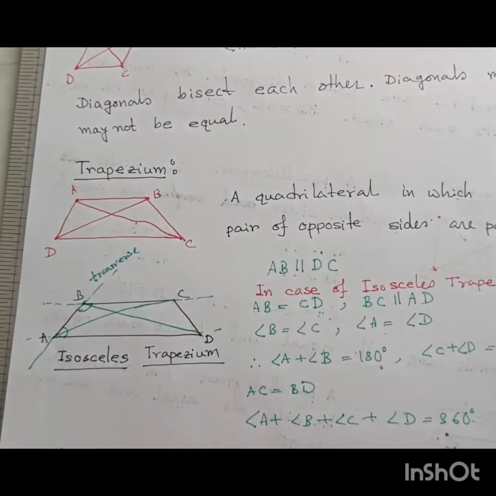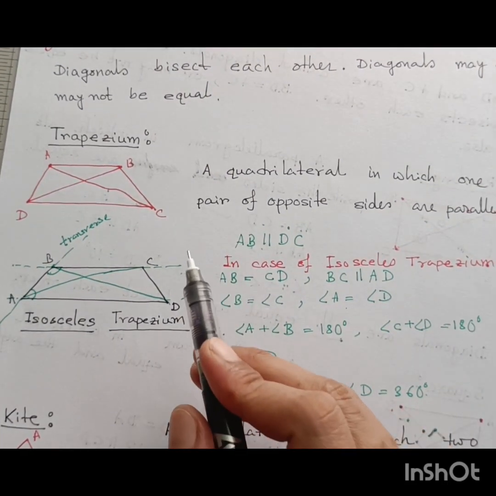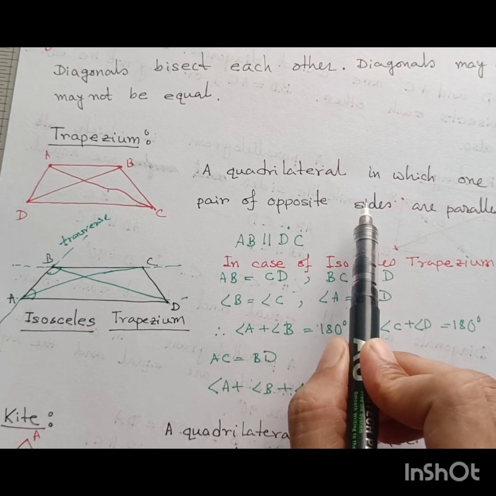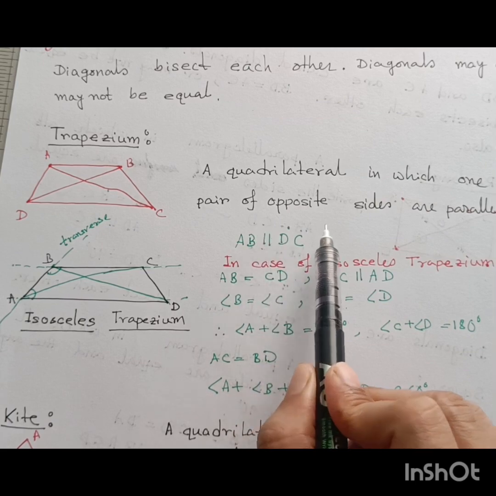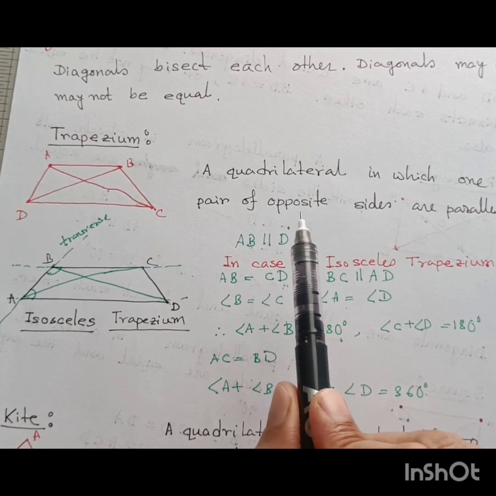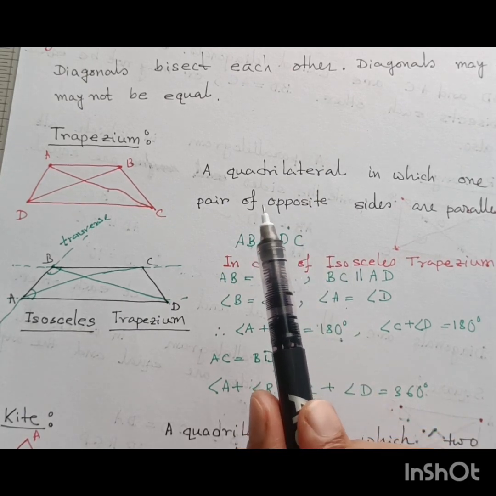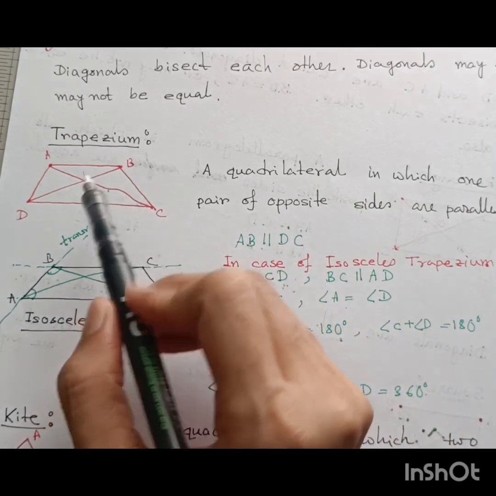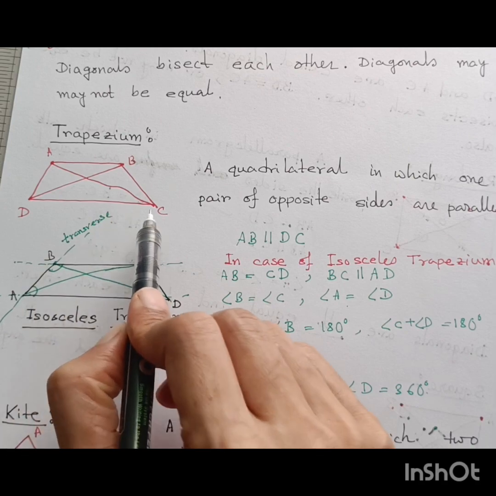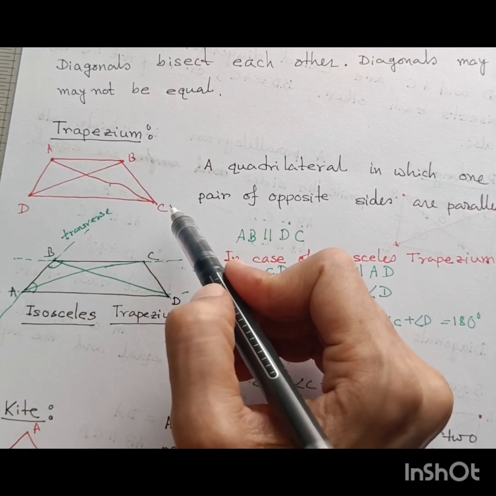Now here is a special type of quadrilateral, trapezium. What is trapezium? A quadrilateral in which one pair of opposite sides is parallel. In the case of parallelogram, two pairs of opposite sides are parallel. But in trapezium, only AB is parallel to CD, but not this side. AD and BC are not parallel.